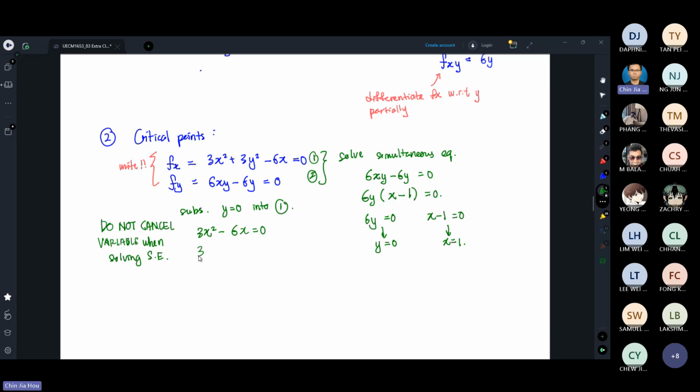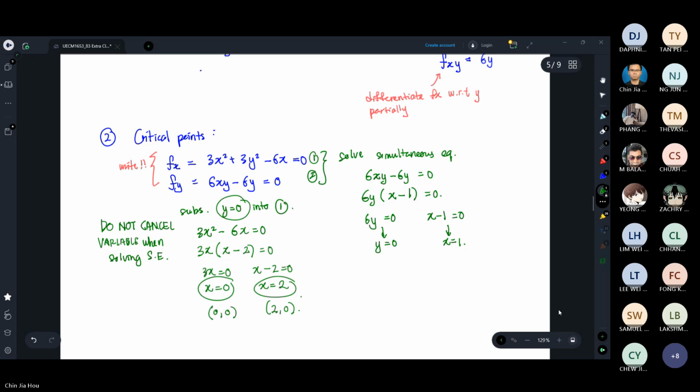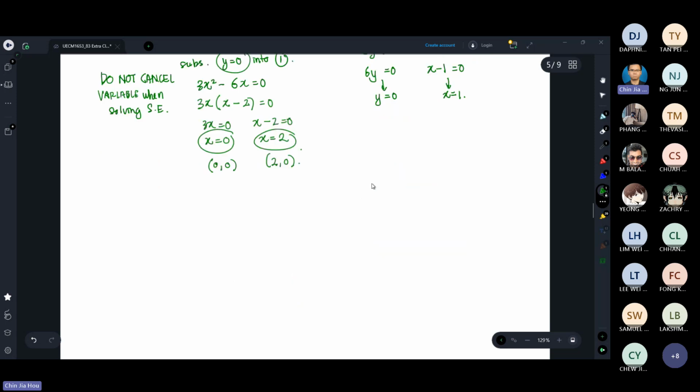Okay, so here, 3x times x minus 2. Then we get two values, right? 3x equals to 0, so x equals to 0. x minus 2 equals to 0, so x equals to 2. So when y equals to 0, we have x equals to 0 and x equals to 2. We can form the pairs like 0, 0 for this, and 2, 0 for this, right?